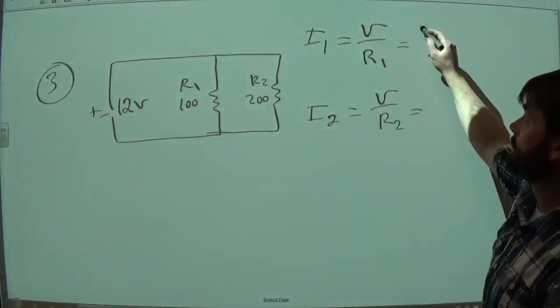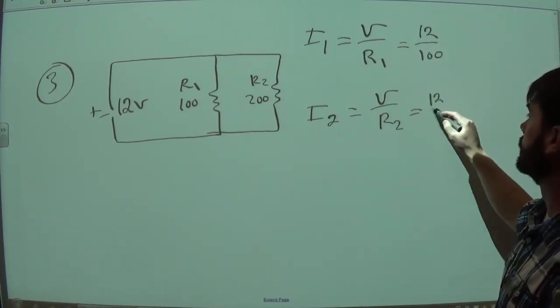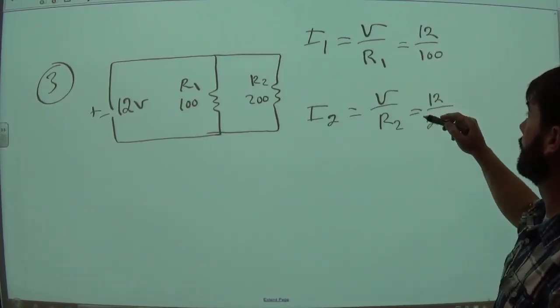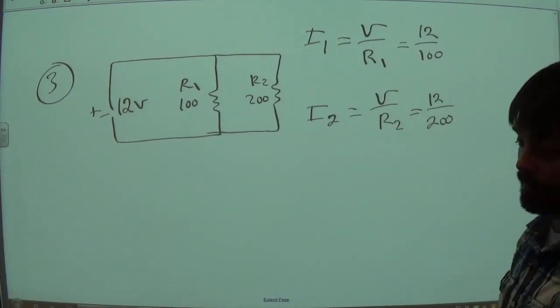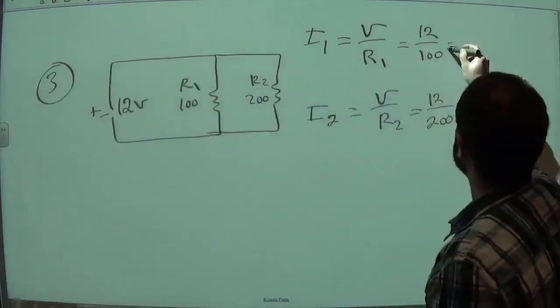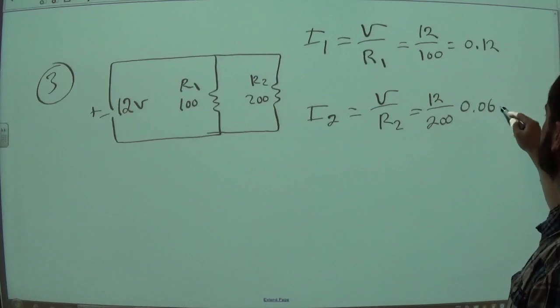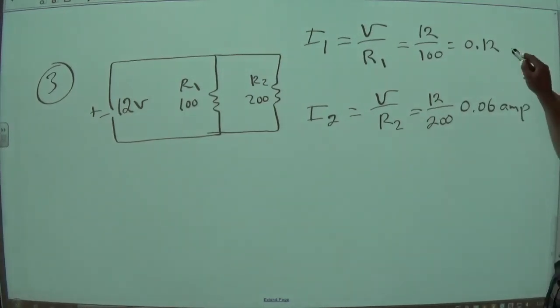So if I plug in the values that we got, I have 12 over 100 here and 12 over 200 here. Okay? With that being the case, if we divide those out, we get 0.12 and 0.06. So this is the total amount of amps going through each point.